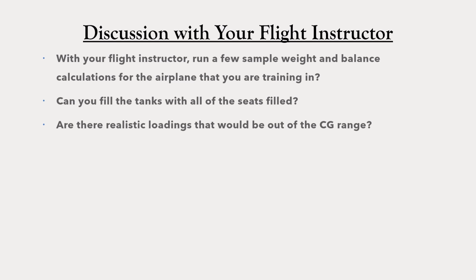Try to think of the worst case loading for aft CG that you can imagine and run those calculations and see if it's out of the CG range. Usually lots of luggage would be the worst aft CG. And then also try to think of the worst case forward CG and see if that's out of range. That would usually be when you have maybe a very heavy front seat passenger.